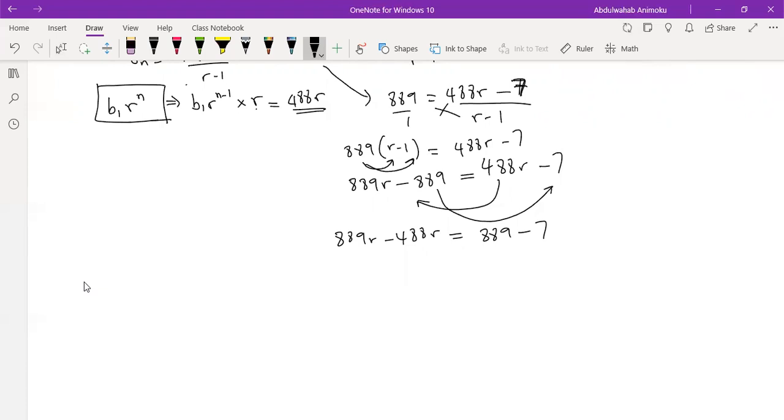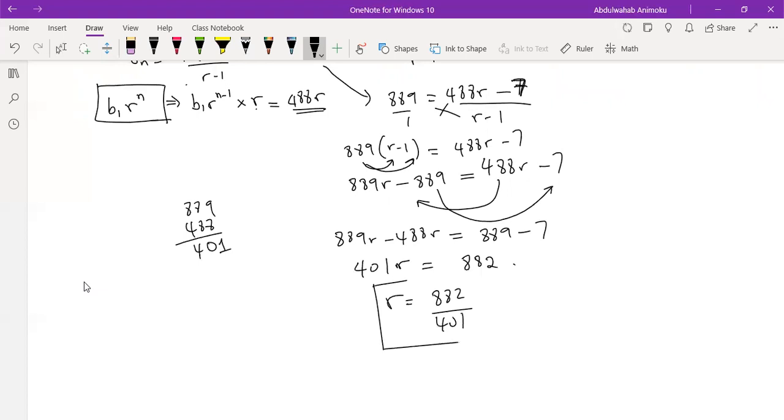So now I can simplify this. For 889 minus 488, what does this give us? We have 401 r, and this is equal to 889 minus 7. That's just 882. So your r becomes 882 divided by what? 401. And this, frankly, is the final answer to the problem in a very simple way.